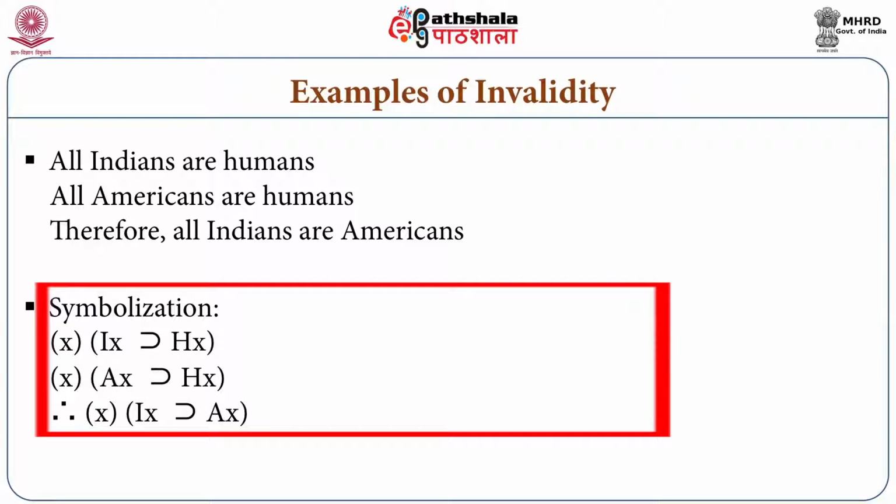So, we will first do symbolization. The first sentence can be symbolized as, for all x, if x is an Indian, then x is human. Second premise: for any x, if x is American, then x is human. Conclusion: therefore, for all x, if x is Indian, then x is American. Now that has been symbolized. How are we going to show the invalidity of this argument? That is by, let us say, supplying models. Let us say there is only one model in our universe of discourse. Then all these x can be replaced by a.